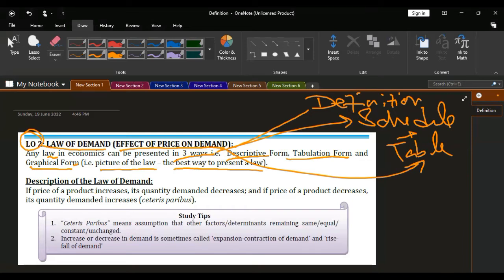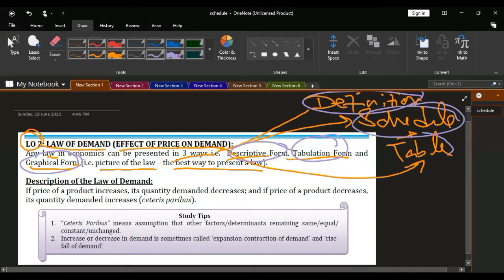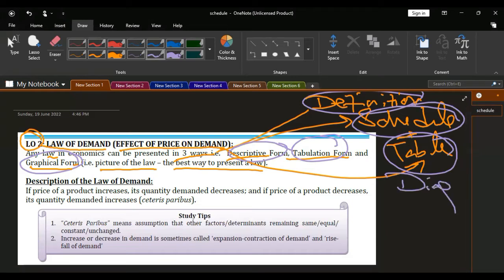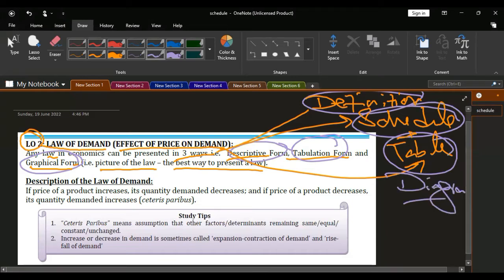So in order to give the examiner a more descriptive and more valid answer, you have to explain a law in three ways. First in descriptive form, second tabulation form, and third graphical form. Definition, schedule, and a diagram. So let's start our main topic, that is law of demand.